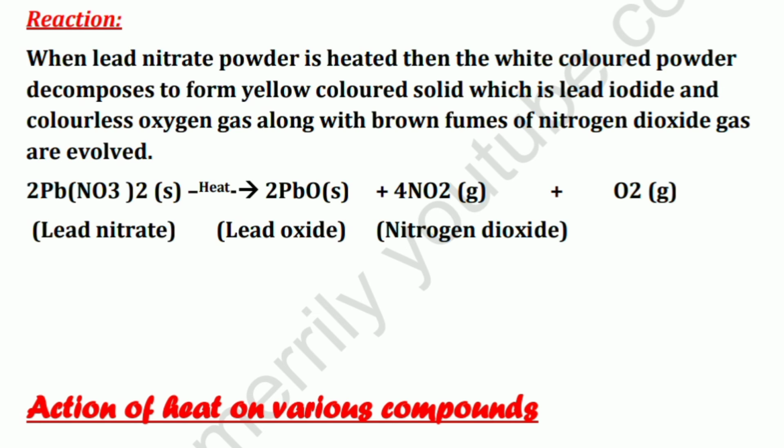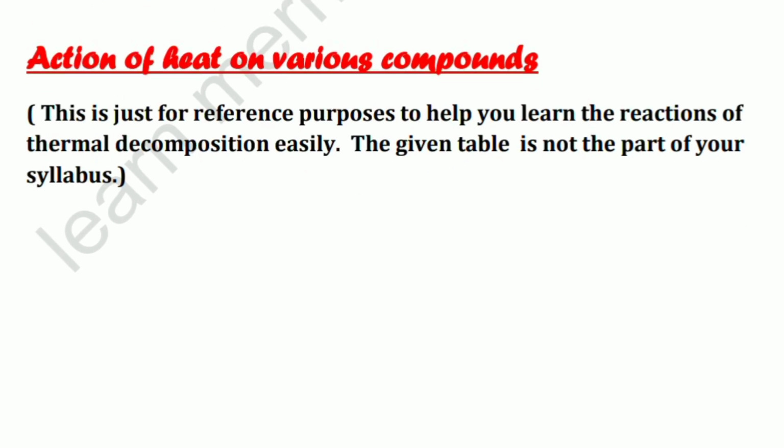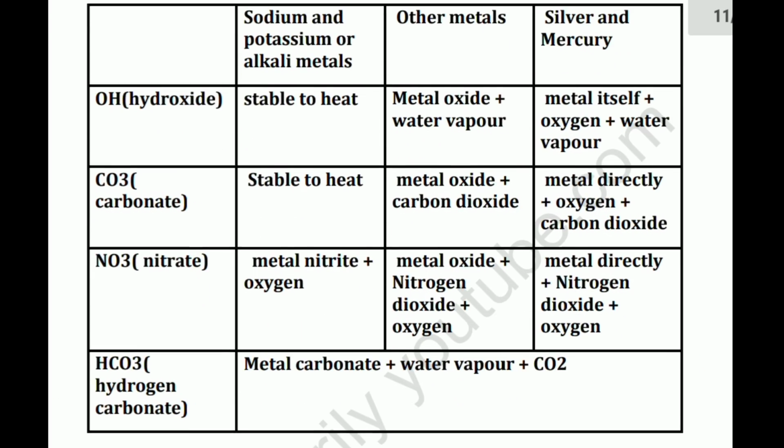Now, since you have to study thermal decomposition, that is why I've given you this table: action of heat on various compounds. Though this is not the part of your syllabus, but just to clear your concept and to make it easy for you to learn the reactions, I have given you this table, because they may not give lead nitrate and they may ask that what will happen when silver nitrate is heated. So a very similar reaction will take place, but there are some differences for different compounds based on their reactivity. Okay, so if you know that this is what happens when you heat different compounds, then you can easily make it out.